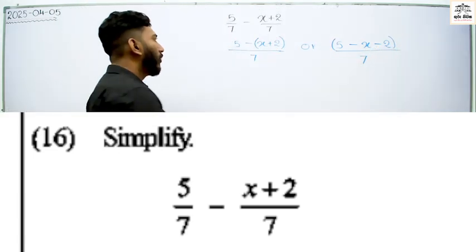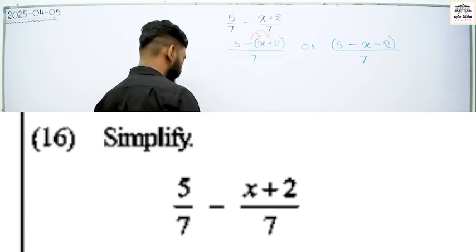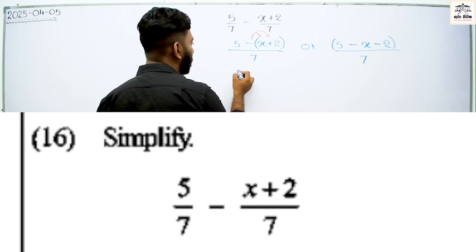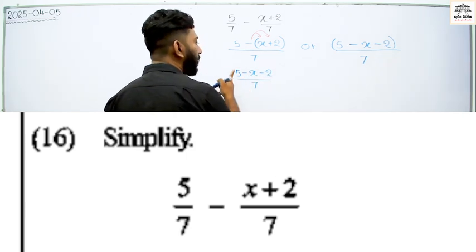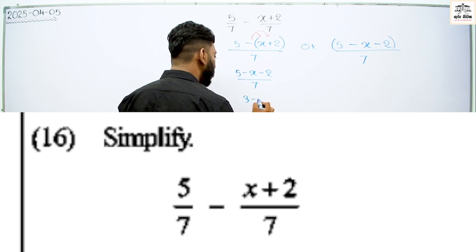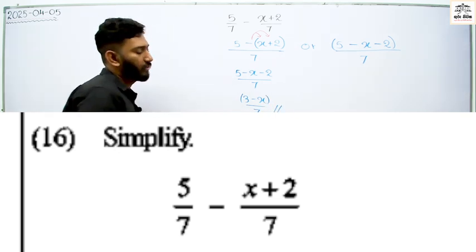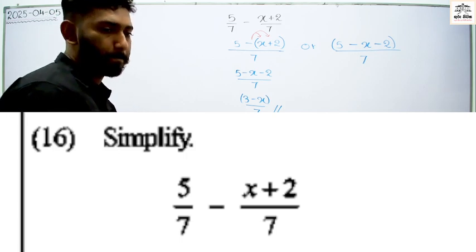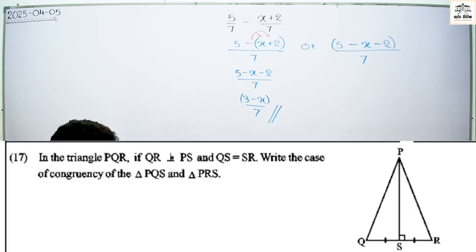Now listen. Or in this method, you have to expand the brackets. Then I get the answer 5 minus 6 minus 2 divided by 7. 5 minus 2 becomes 3, minus x over 7. And this is the answer. Now find the answer for the 17th one.